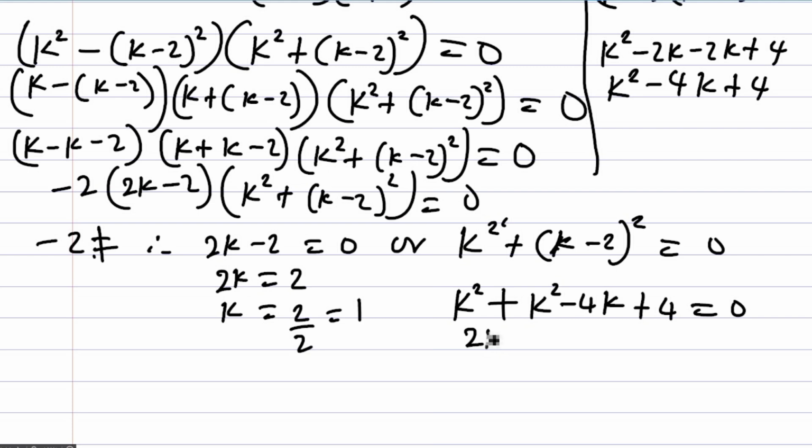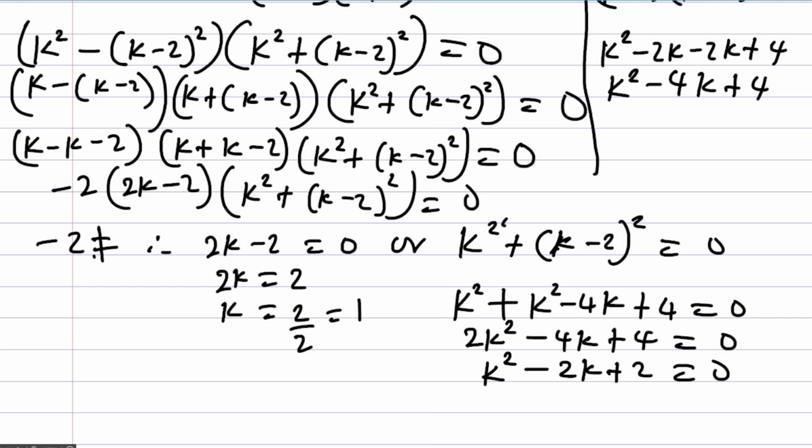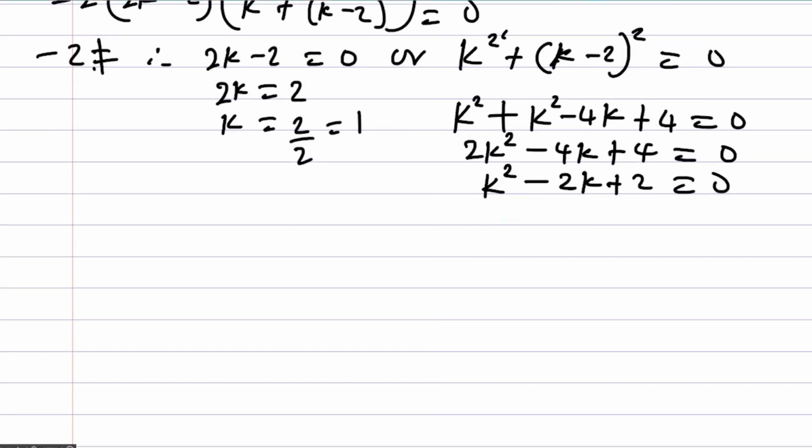Okay, so this will now give us 2k squared minus 4k plus 4 equal to 0. So if you look at it, you see that 2 can divide everybody. So if 2 divides everybody, I'm going to have k squared minus 2k plus 2 is equal to 0. Is this factorizable? Yes, it's factorizable, because I'm going to have k squared, instead of writing this, I can write it as minus k, then plus 2 is equal to 0.